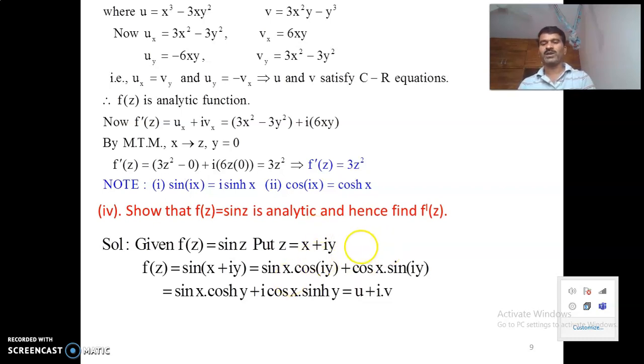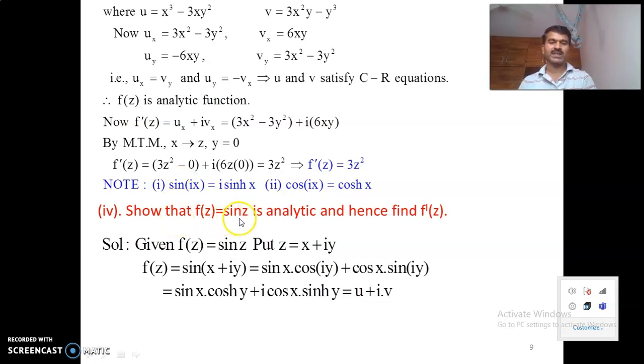One important note: if the given function is in trigonometric form, then before finding the analytic function as well as the derivative, we should know that sine of ix equals i into sine hyperbolic x, and cos of ix is always cos hyperbolic x. So now I will take problems based on trigonometric functions as well as hyperbolic functions.